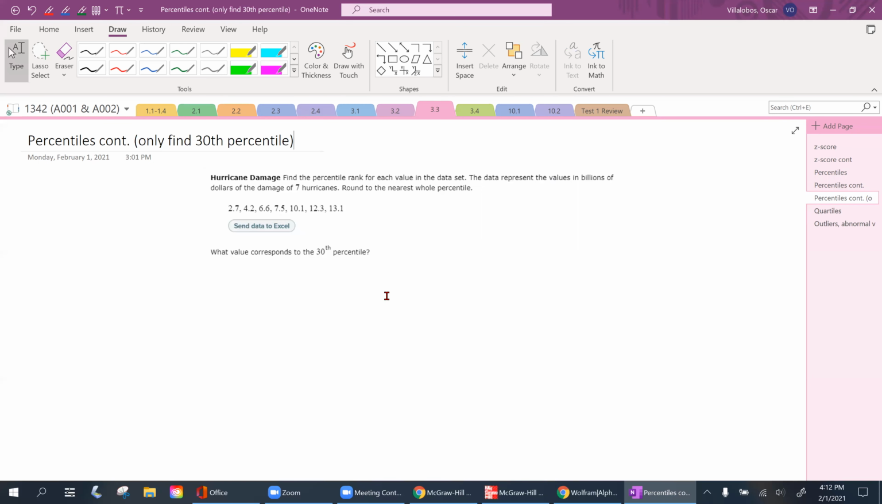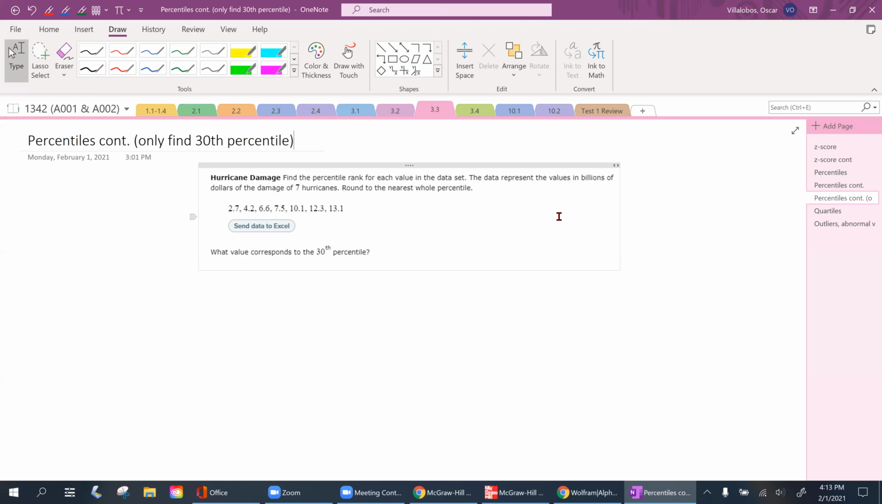Okay, let's go ahead and do another example with percentiles. Find the percentile rank for each value in the data set. The data represents the value in billions of dollars of the damage of 7 hurricanes, rounded to the nearest whole percentile. Let me arrange these in ascending order, and it looks like they already are: 2, 4, 6, 7, 10, 12, and 13.